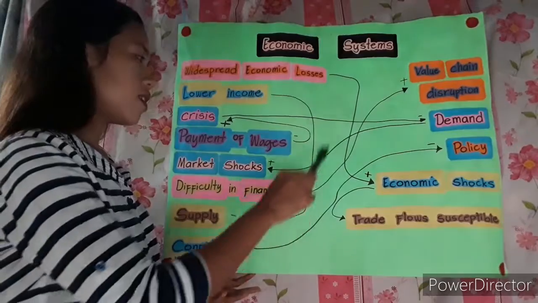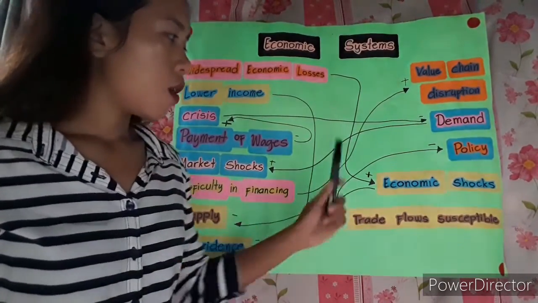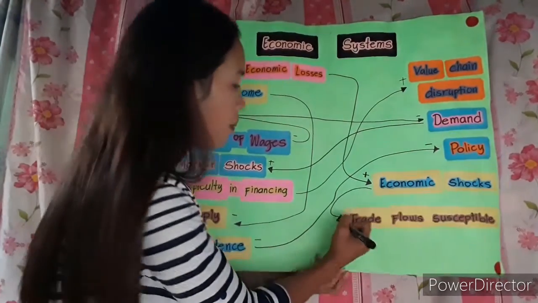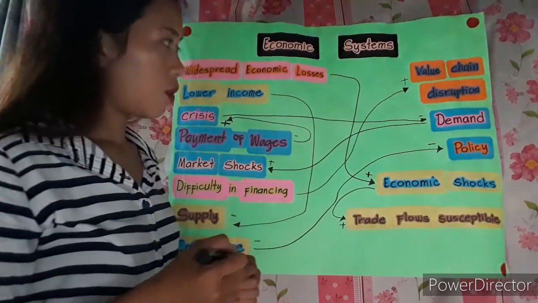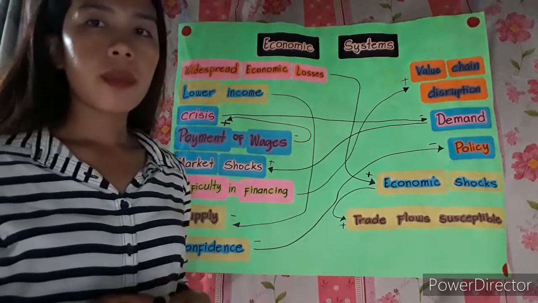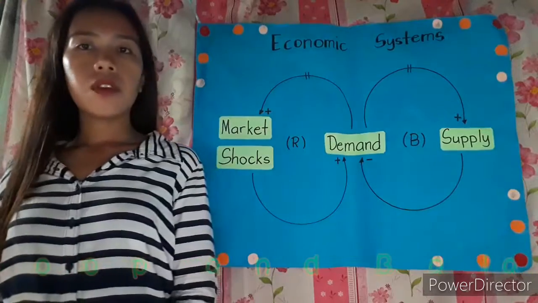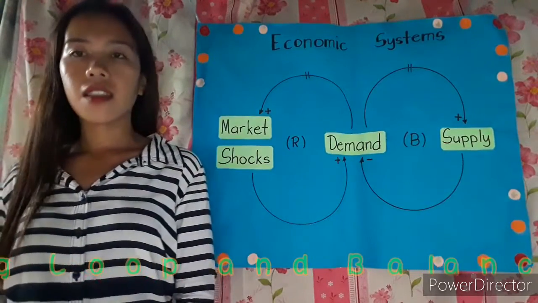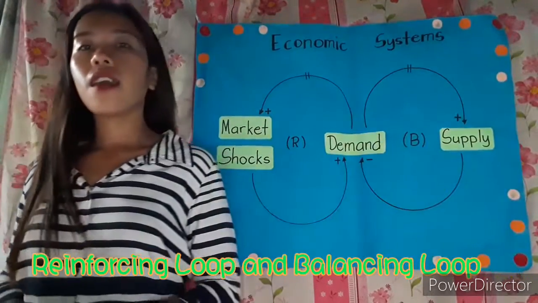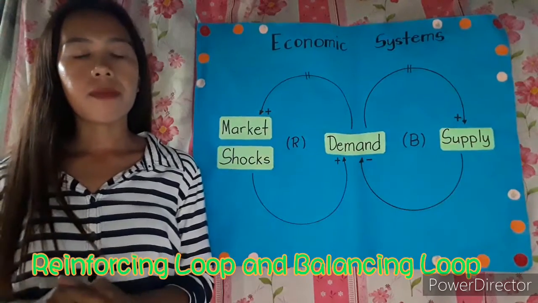Less confidence, less policy will happen. And more economic shocks will make trade flows more susceptible. So, this is the heat map of the economic system. Proceed to the reinforcing and balancing loop of the economic systems which is affected by the COVID-19 pandemic. These three variables are the most important variables that are affected by the COVID-19 pandemic.